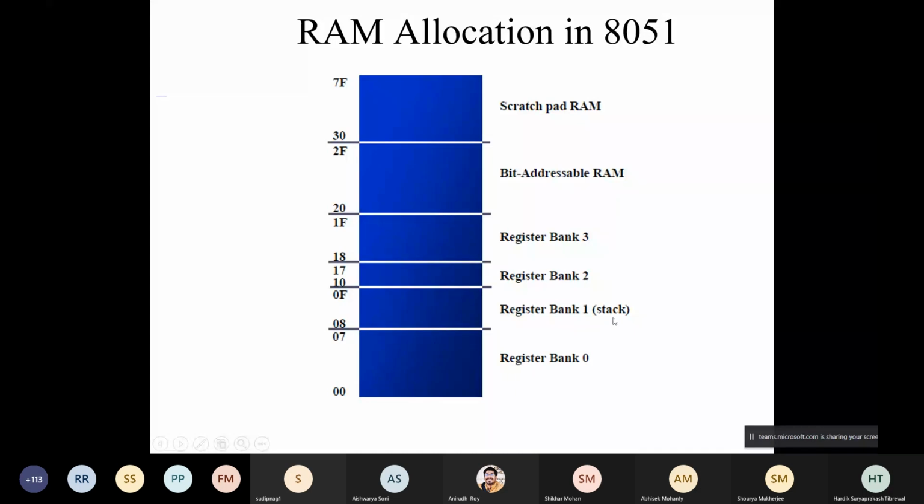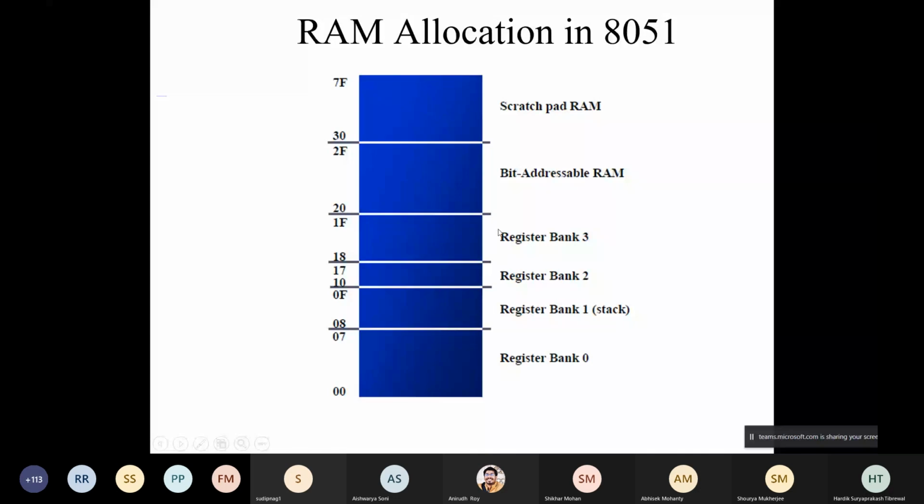Now look at this. Something in brackets is written for bank 1, which is stack. You can use the stack pointer to point anywhere between 08 and 0F, but that's not necessary. This is suggested but not necessary. You can use your stack for other locations beyond 08 to 0F. You can do it with bank 0 also, bank 3 also, and even anywhere in the RAM area.